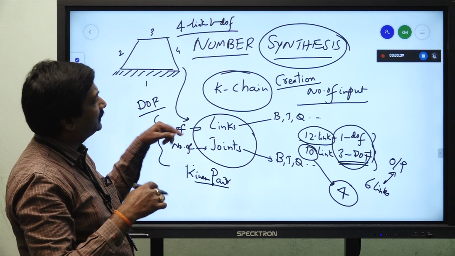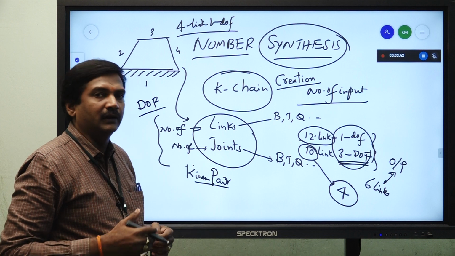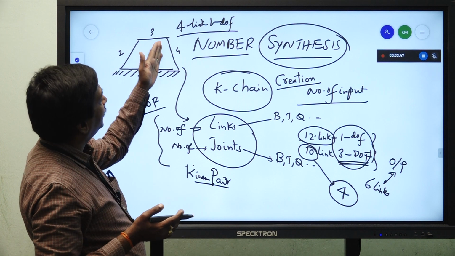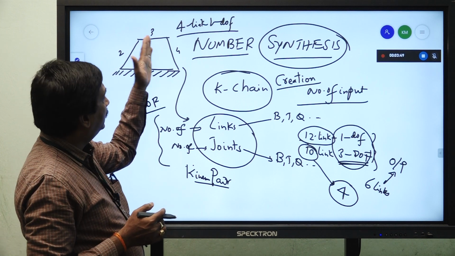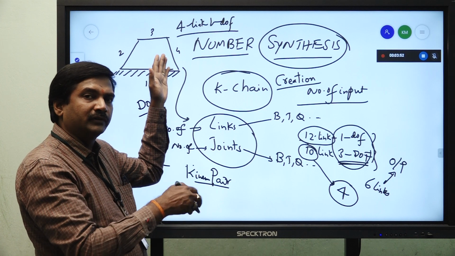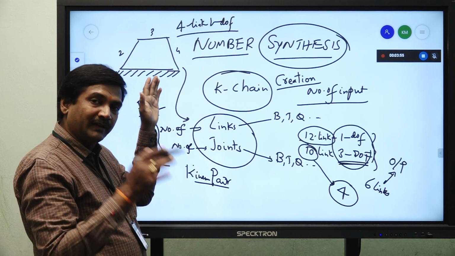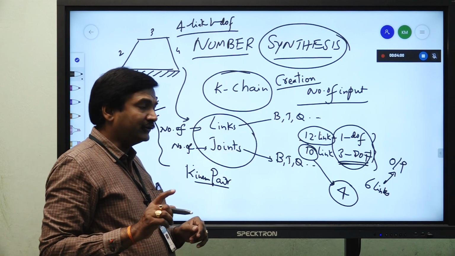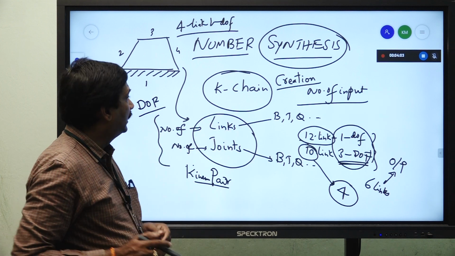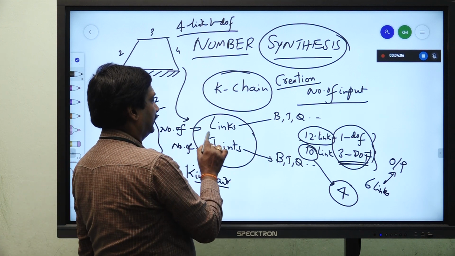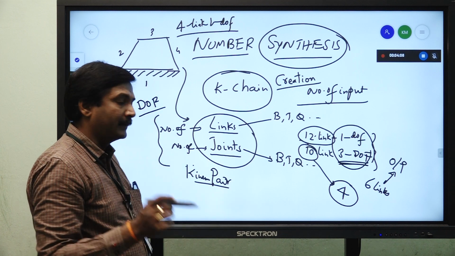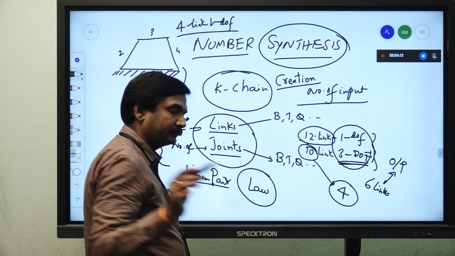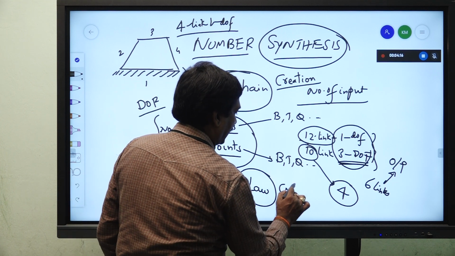From this, we will generate the next level. So 5 link, 6 link, 7 link, like this, we will generate by adding another link to the 4 links. It becomes 5. If you add 2 links, 6 links; 3 links, 7 links. To the 7, if I add another 3 links, it will become 10 link. Like this, we go on increasing, but how the links and joints are connected with the degree of freedom, there are some equations and some laws. In general, we call them criterion.